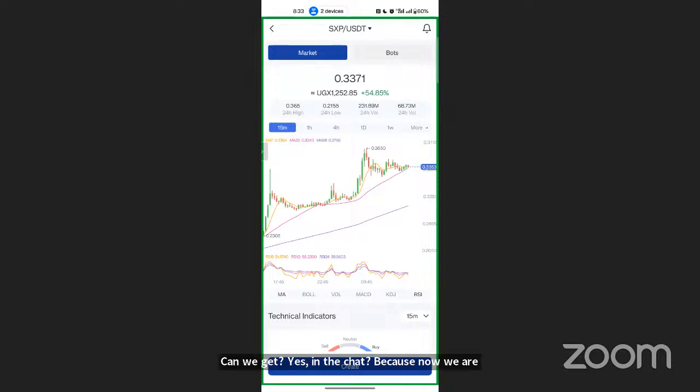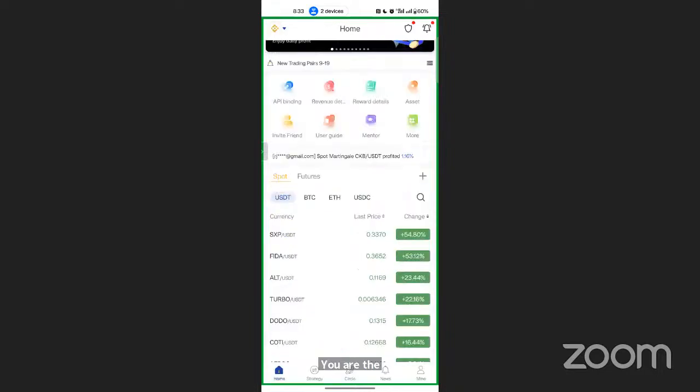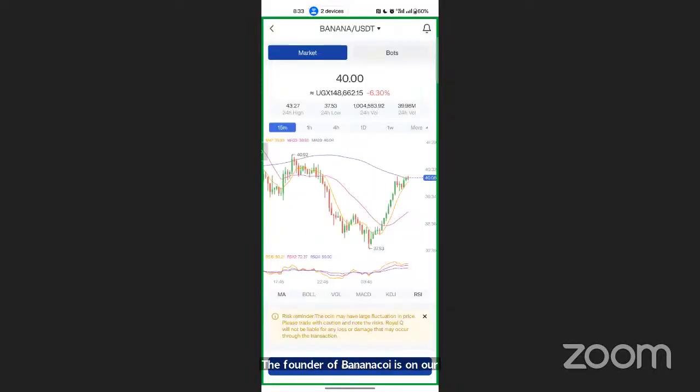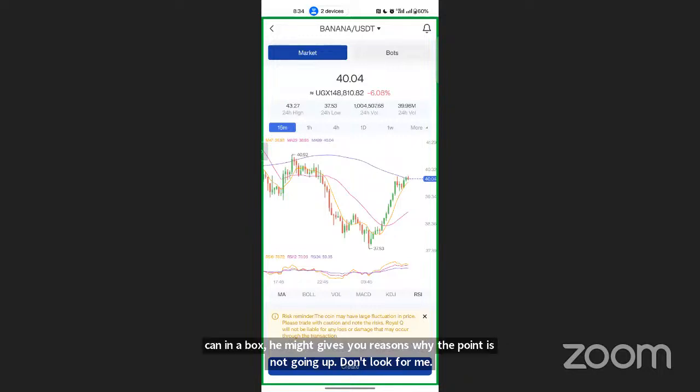Someone said banana, my coin. You are the owner. So let us trade banana. Ladies and gentlemen, the founder of banana coin is on our call. So sir, we go in for banana, your coin. So the CEO of banana is on the call. Anybody in floating rows, look for him. You can inbox him and he gives you reasons why the coin is not going up.